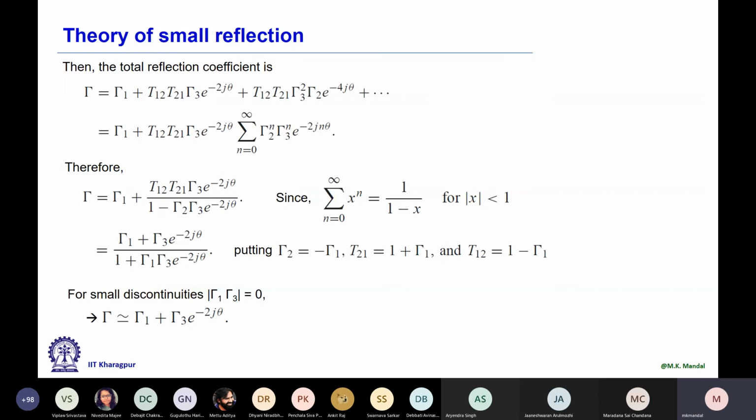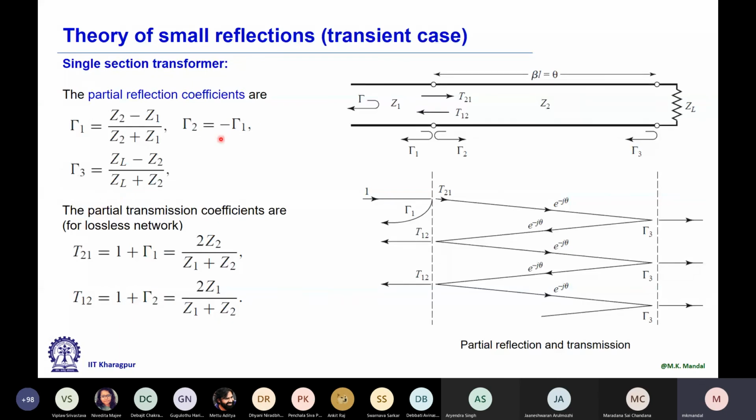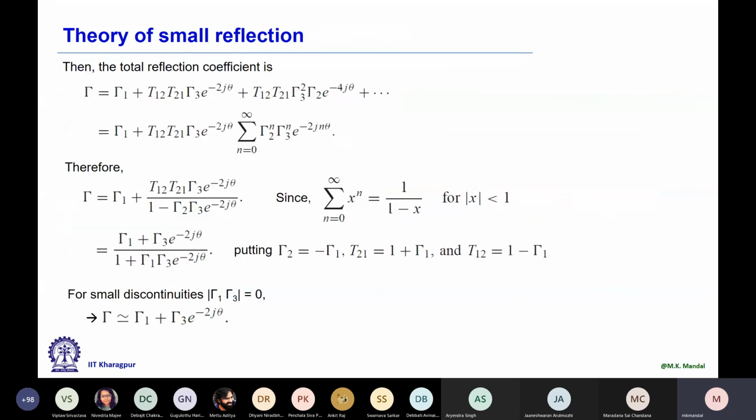Here we did already, you see. Gamma 2 is equal to minus gamma 1. T21 we can represent in terms of gamma 1. Then T12 we can represent in terms of gamma 2, that is, in terms of gamma 1. So we use this relationship here, and finally it is defined by gamma 1 and gamma 3. We check the overall reflection coefficient, that is finally represented by gamma 1 and gamma 3. And of course we have that phase change because of the matching section in between.